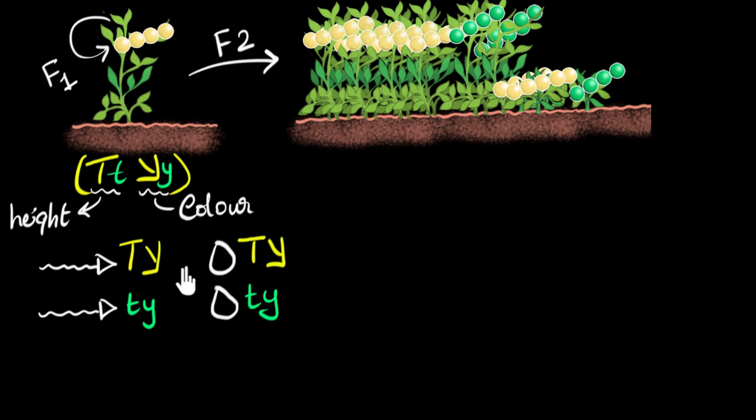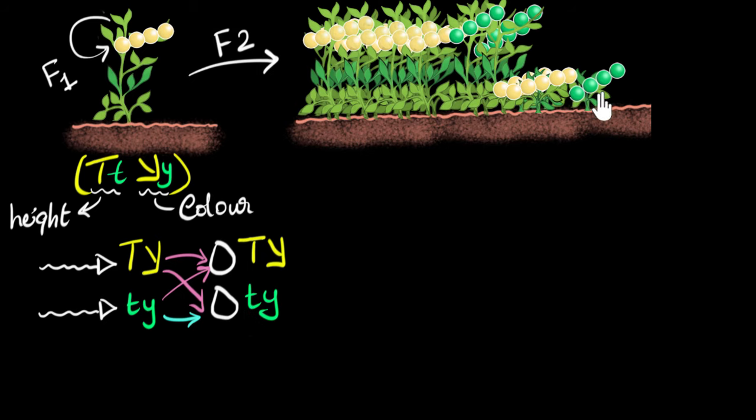Now let's see what would have happened in this situation. If this sperm fertilizes this egg, we would get tall yellow. Does that make sense? So we'll get this plant. If this sperm fertilizes this egg, again we'll get tall yellow, because it will dominate. And so again, we'll get this plant. What happens if this sperm goes and fertilizes this egg? Again, we will get tall yellow, right? So these three possibilities will only give me tall yellow. And in the last possibility, if this sperm fertilizes this egg, then I would get short green because they're both recessive characters.